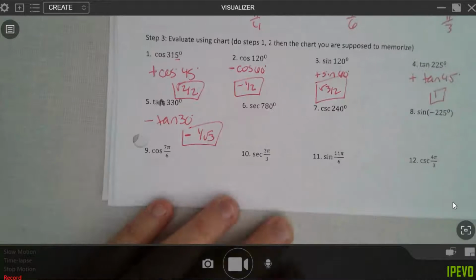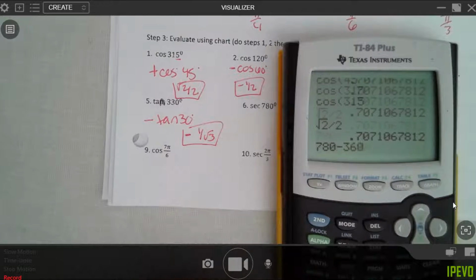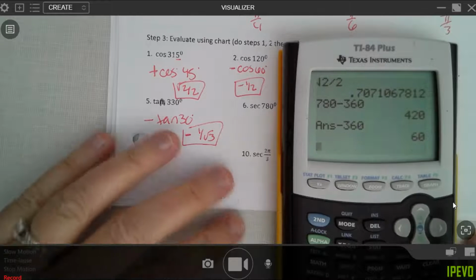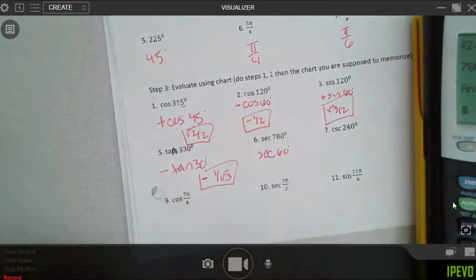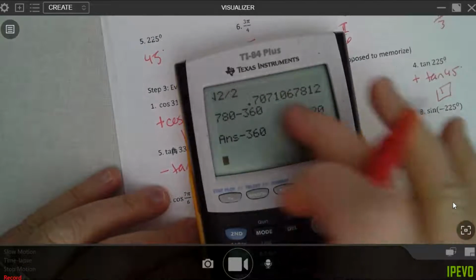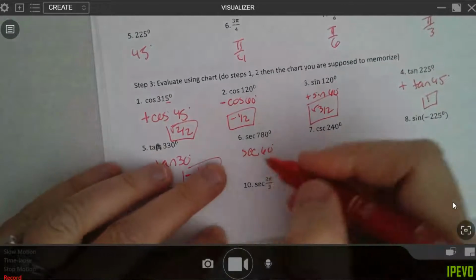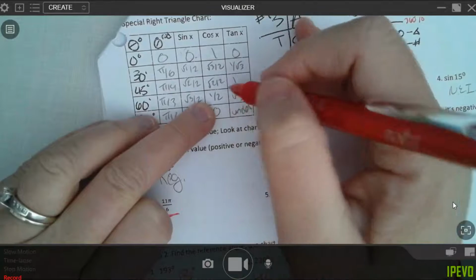All right, secant at 780. 780 is too big, so I'm going to subtract 360. It's still too big, so I have to subtract 360 again. And I get 60 degrees. So this is equivalent to saying secant of 60 degrees. Because I just had to subtract 360 a bunch of times, whatever angle comes out is what is going to be equivalent to it. So this is just cosine's answer at 60 flipped. So I'm going to take cosine's answer at 60 and flip it. So this is an answer of 2.